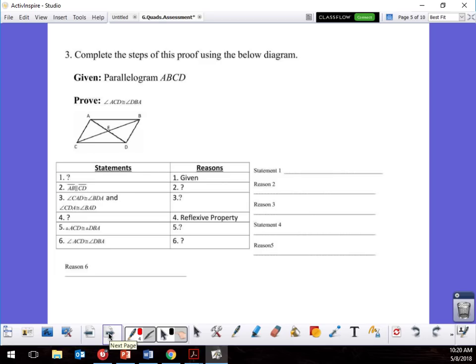3. Complete the steps of the proof using the following diagram below. Statement 1. What do you think I should have for statement 1? Parallelogram ABCD, because my reason's already given, right? So my first statement should be what was given to me.